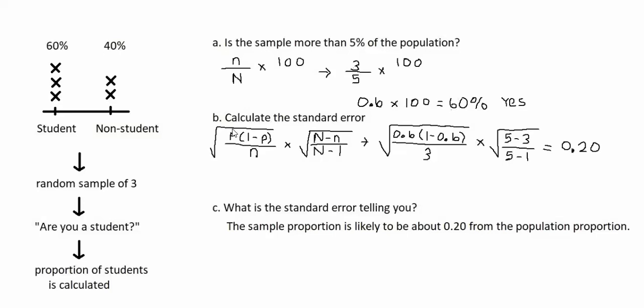So we plug in 60% right here, and we actually have to write it as a decimal. So 0.6.